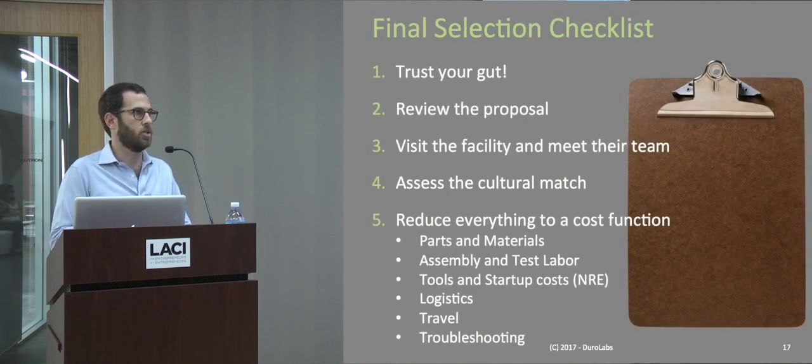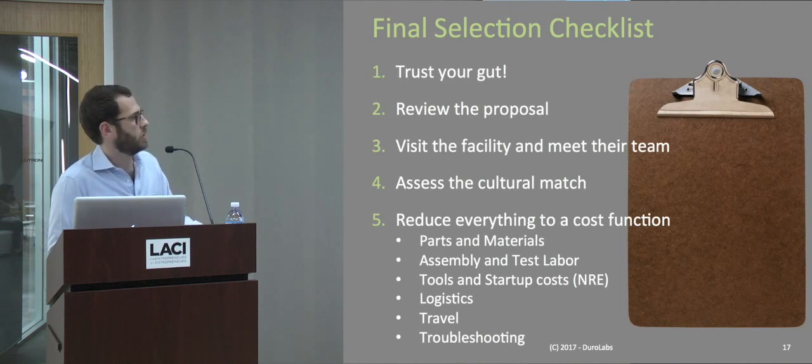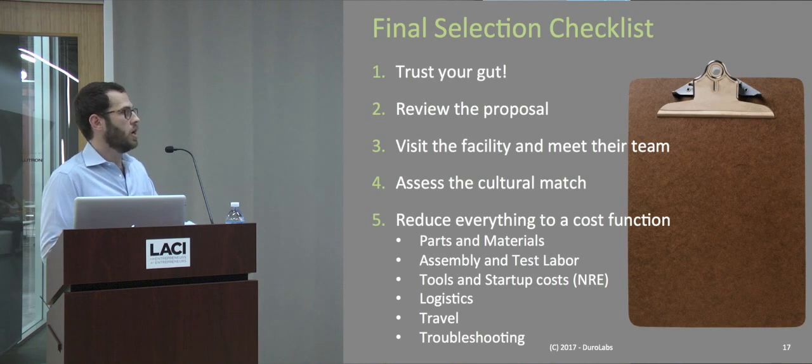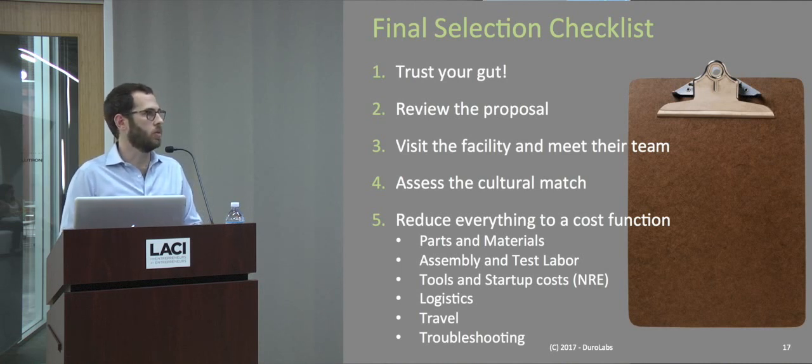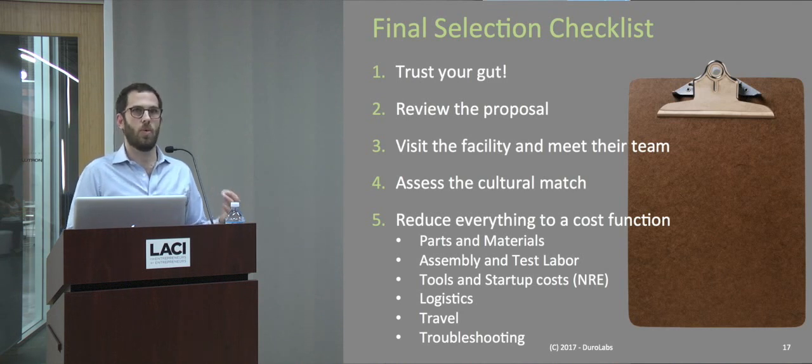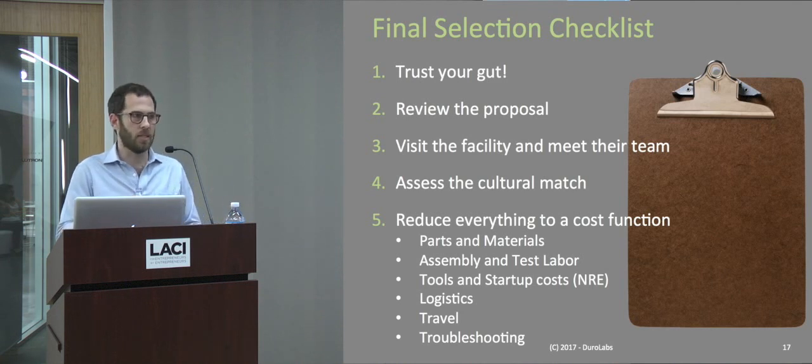So the final selection checklist. You're reviewing several contract manufacturers. These are the 5 points that I encourage you to go through. First off, trust your gut. Your gut is going to be your best ruler. Just like you evaluate people in your relationships, your marriage partner, use your gut. Is this the right partner for me? That's non-tangible, but it will go so far in making the right decision.